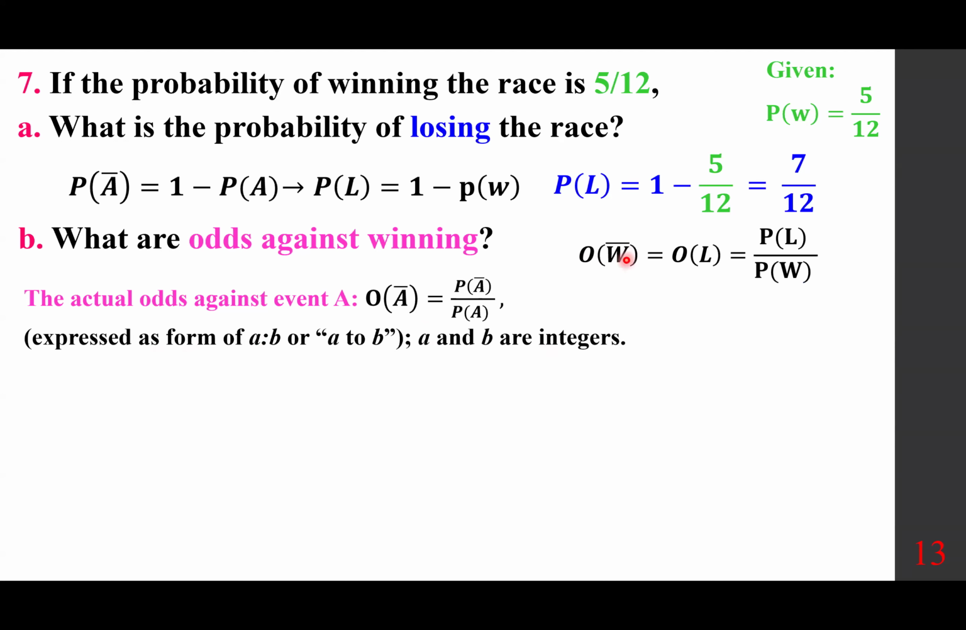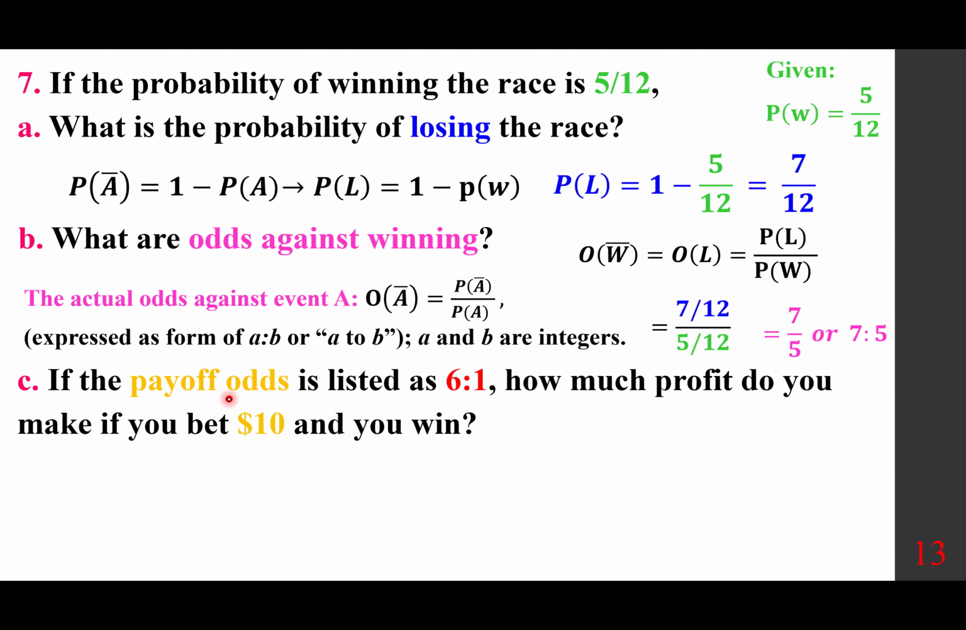So O of W naught, or O of losing, is P of L over P of W, which means the probability of losing is 7 over 12 and winning is 5 over 12, and it's a complex fraction. The 12s cancel each other. 7 to 5 is the final answer. Now, there is a difference between odds and probability. When the probability is extremely small, then the two numbers become very close, and that's why sometimes there is a mix-up.